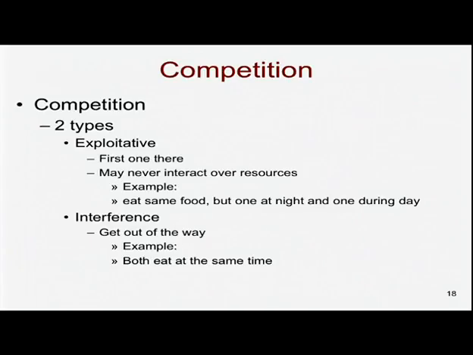So there's two different types of competition. One is called exploitative, and the other one is called interference. Interference is the one that we think of as regular competition. Okay? When both parties are there and they're punching each other out to get at the resource. Right? Like two little kids fighting over a lollipop. There's one lollipop, there's two kids. Whoever punches the hardest gets the lollipop.